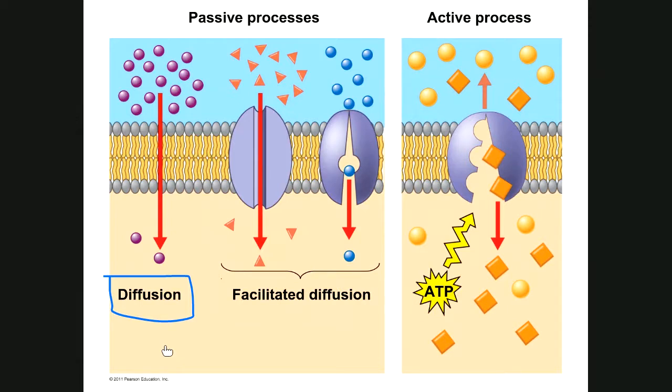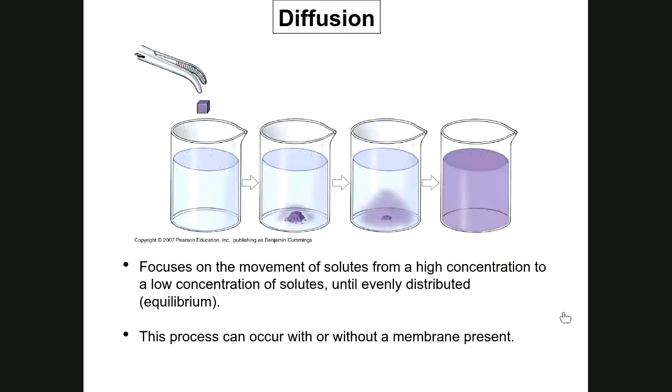The problem is every time they show you diffusion in a textbook, all they're showing you is the movement of solids and never water. So listen carefully. For this class, I'm not 100% truthful, but I do this to cut down on the mistakes. In this class, if I ask you for the definition of diffusion, this is the definition I want you to know here on slide 14. If I ask you to define diffusion, such as on the homework, you would write down that it focuses on the movement of solids from a high concentration to a low concentration of solids until evenly distributed, or you can simply put until equilibrium. Now, this process can occur with or without a membrane present.